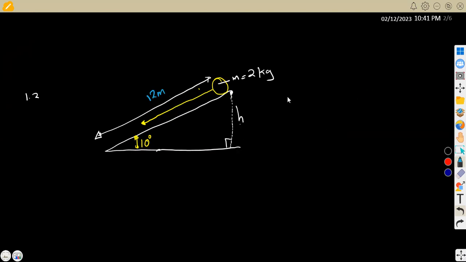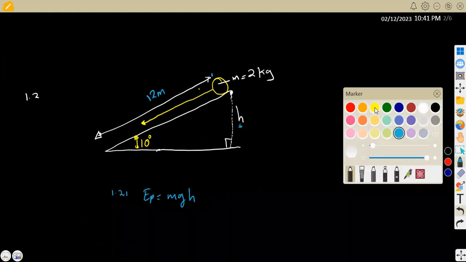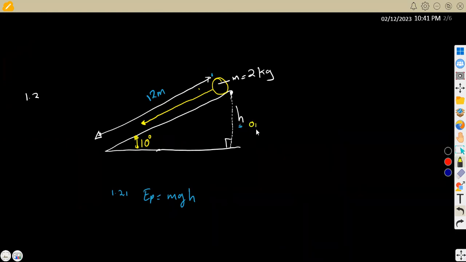In order for us to obtain the potential energy, we know that potential energy is equal to mass times the gravitational acceleration times the height. But in this case, the height is affected by the 12 meters and the angle of 10 degrees. According to this angle of 10 degrees, the height that we have here is opposite, and this is the hypotenuse.